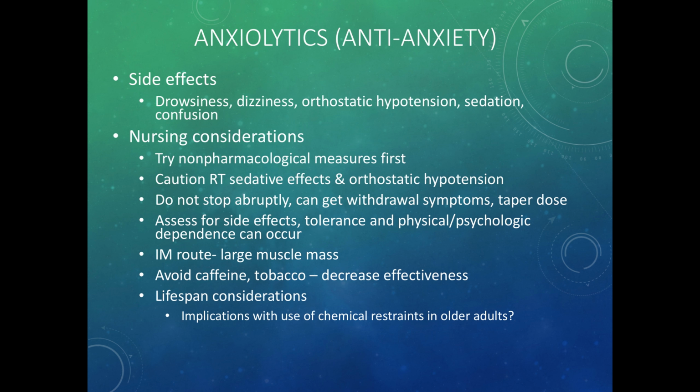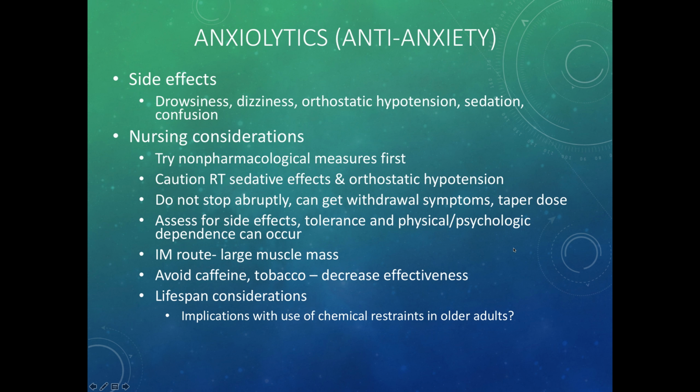If we give these IM, you want to give these in a large muscle. And one of the key things to think about is here, you might see something about this again. What kinds of things do we avoid? Anything that's stimulant in nature, so nicotine, caffeine. Remember, any kind of foods or beverages that are going to be stimulants, because we're trying to reduce anxiety.